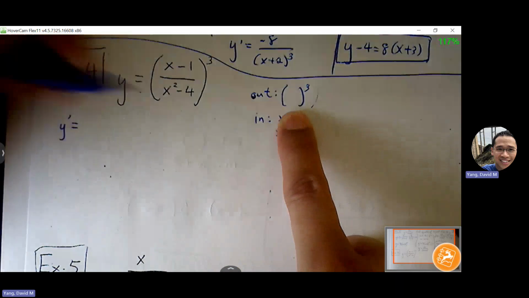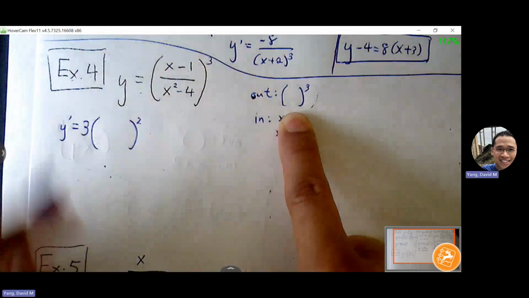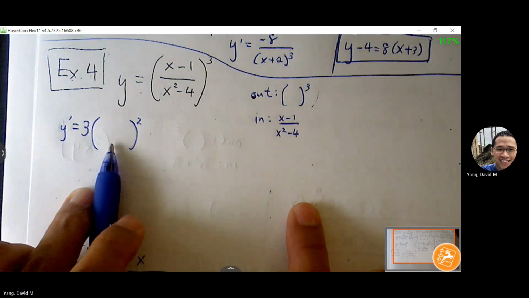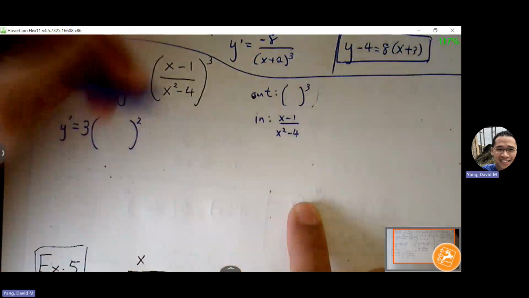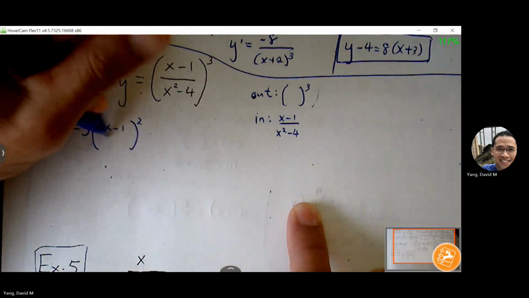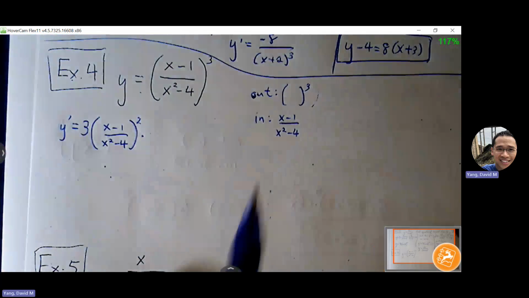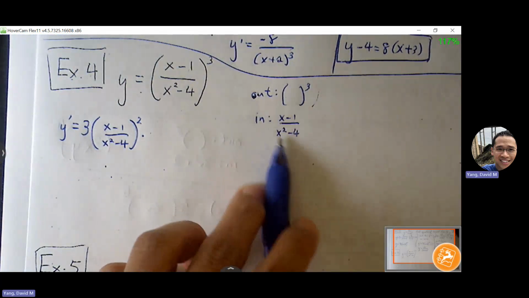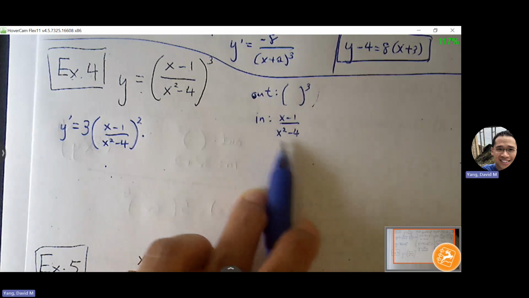What does that become? What goes inside the parentheses? Whatever you see up here, right? Don't make any changes to it. Times, now we're ready for the inside derivative, but look at how this is set up. We're forced into what rule here to find the derivative of this quotient? Quotient rule.